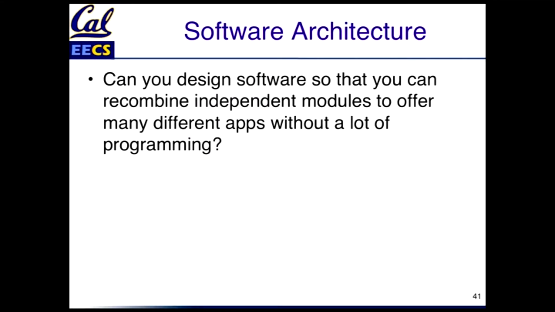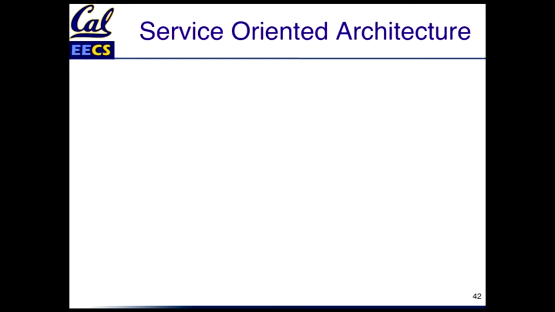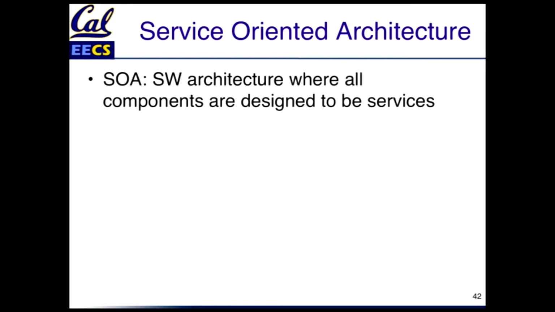So the question is, is there a way that you can design software so that you can recombine independent modules and create new applications out of them without doing a lot of programming? That's the question, and service-oriented architecture is that idea. All the components are designed to be independent services, like you would go over the internet to access them. That's the idea of service-oriented architecture.